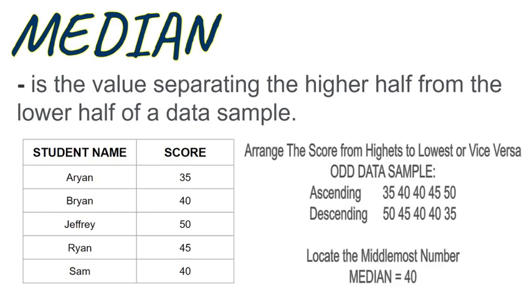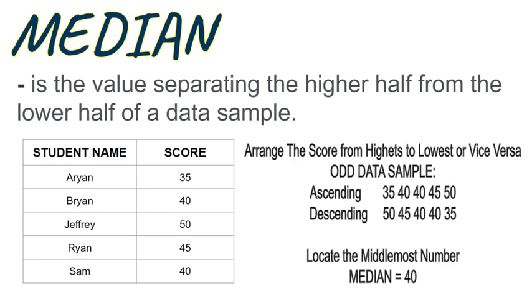Once you have arranged this, you have to figure out what separates the lower half from the upper half. As you can see here, 35 and 40 is the lower half for ascending, and 45 to 50 is the upper half. Of course, the middle part, or the one that separates these two, is 40. Whether it's ascending or descending, you would still get the same value. But not all the time, by the way. In this case, the middlemost number, or the median, is the value of 40. Okay? So that separates the values.